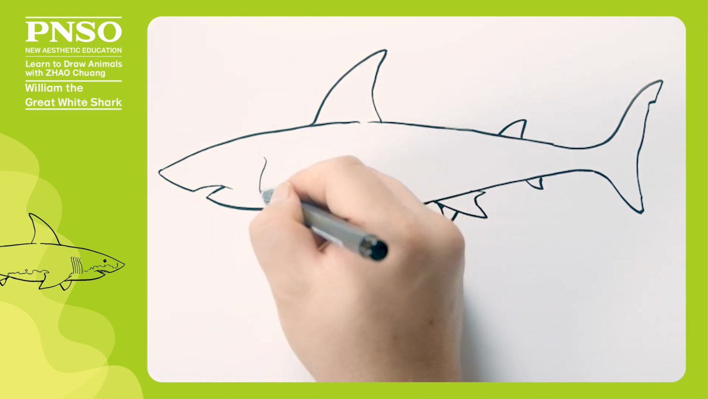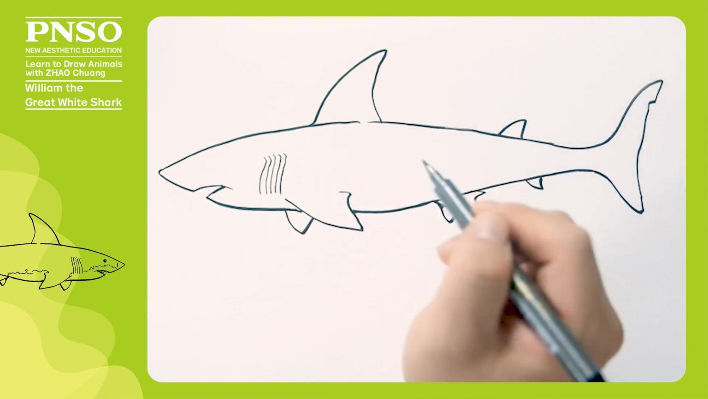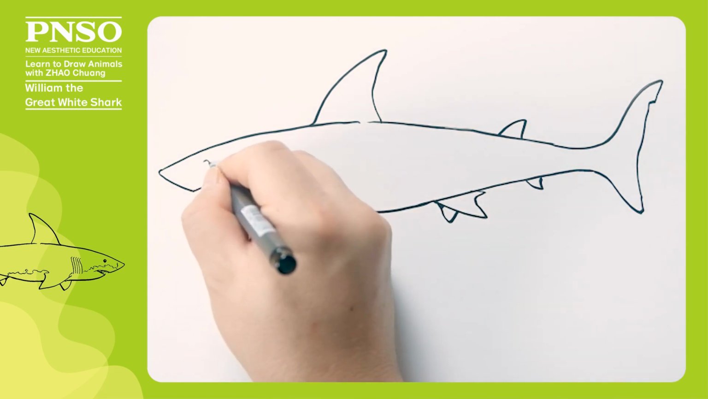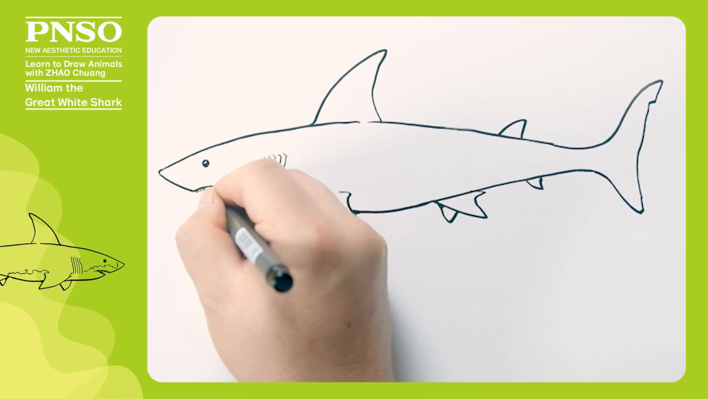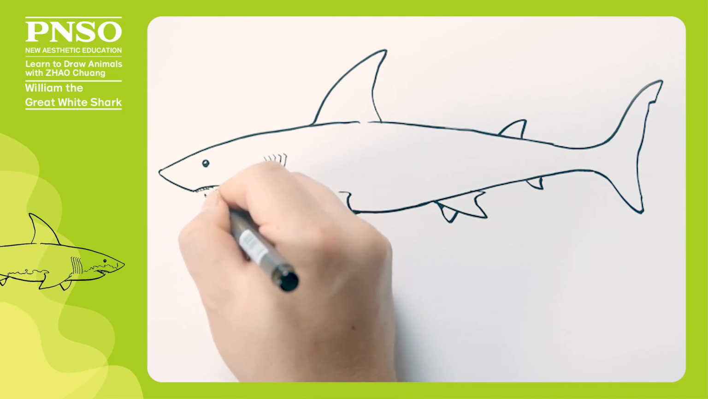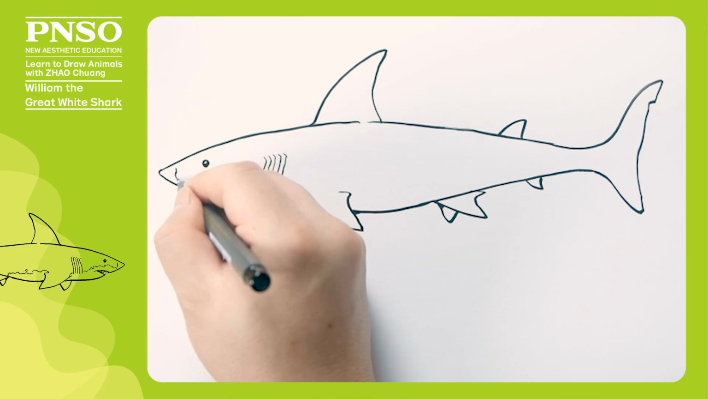Then, let's draw its gill slits. The great white shark generally has 5 gill slits located at the front of each pectoral fin. Then, we draw one eye here, which should be close to the anterior of the mouth. Now, let's draw its teeth. The great white shark has several rows of teeth, but we only need to show one row in this drawing. Then, draw its nostril.